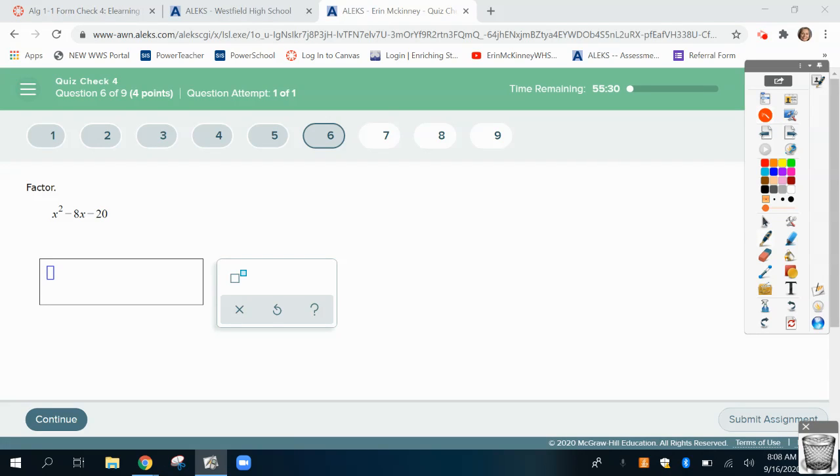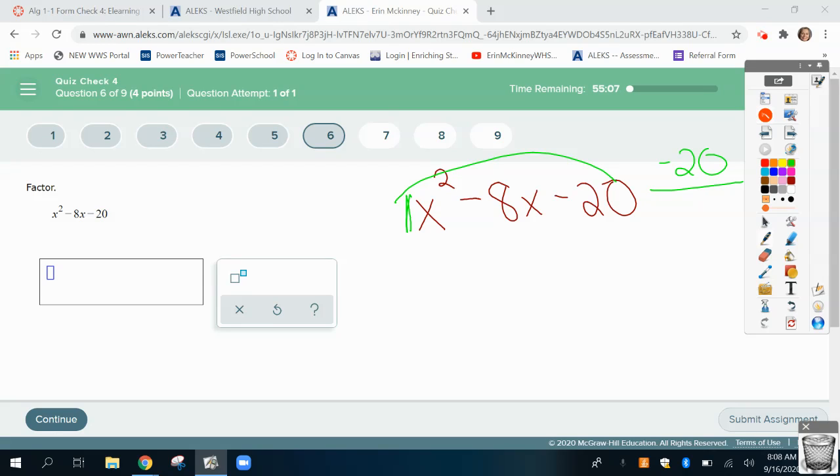Number 6, we are asked to factor. Again, it doesn't tell us what method, but we see that it's 3 terms. There's not a GCF, so we're going to look at this as a trinomial. Remember, we're going to multiply A times C. So 1, there's really a 1 there, times negative 20. And we will start listing.